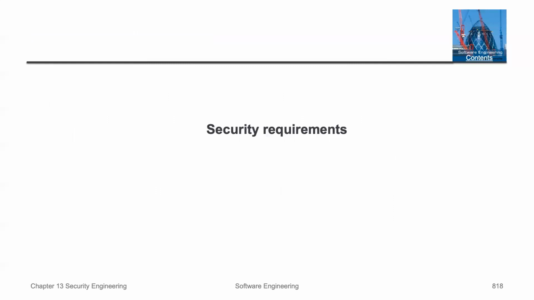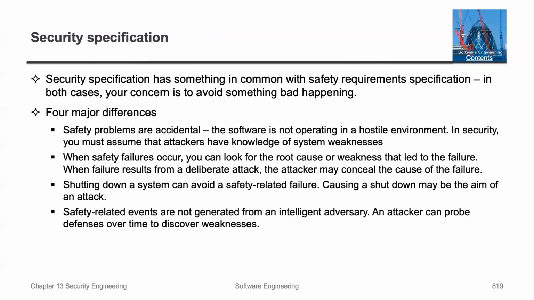Okay, let's talk about security requirements. So for security specifications, this has something in common with safety requirements. In both cases you are concerned with the avoidance of bad things happening. And there are a couple of major differences. The safety problems are accidental. When safety failures occur, you can look to the root cause that led to the failure, and shutting down a system can avoid a safety-related failure. And then finally, safety-related events are not generated from an intelligent adversary.